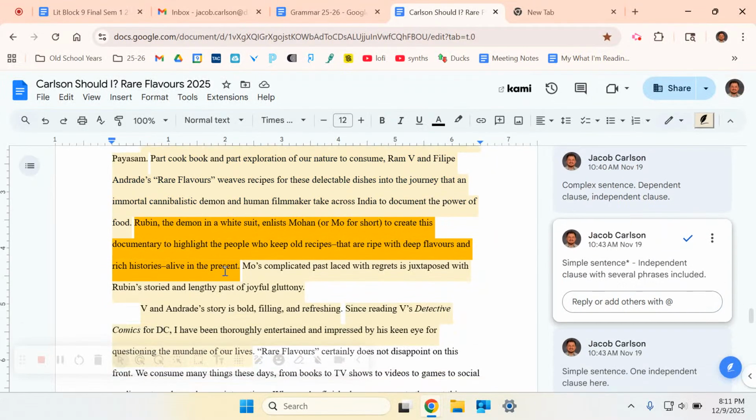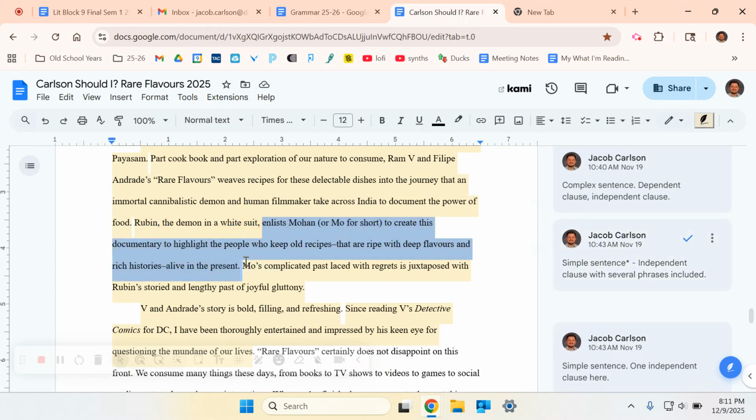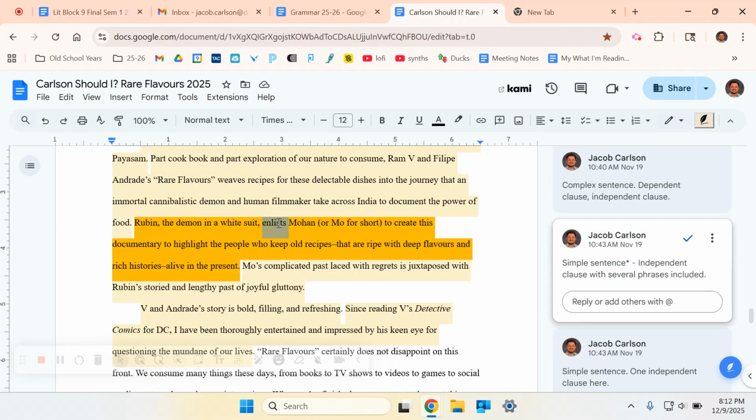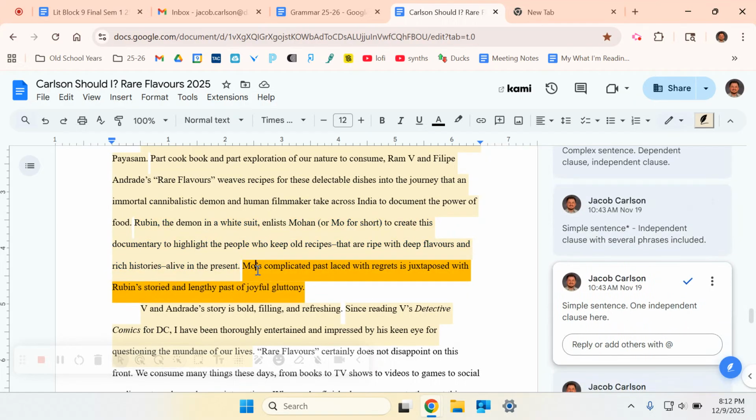This sentence, for example, is a simple sentence, despite it just having one subject, Ruben, and then one predicate, the verb being enlists, and then he enlists this other character, and then all this other stuff is a phrase, which is different than a clause, but we'll get to that later, and then the object of the sentence that's being acted upon by the verb enlists. This right here is a simple sentence.